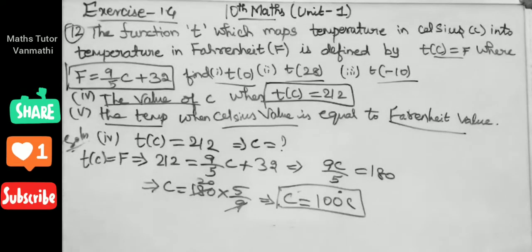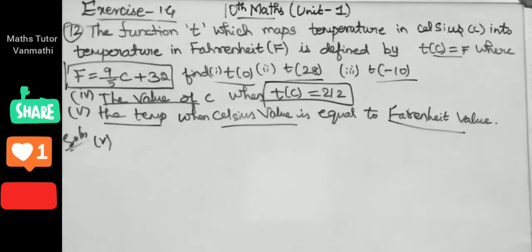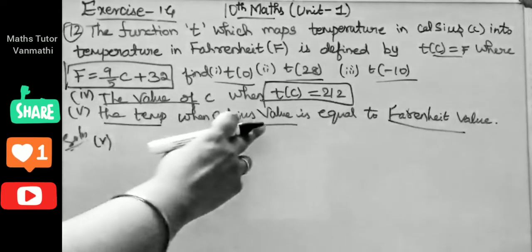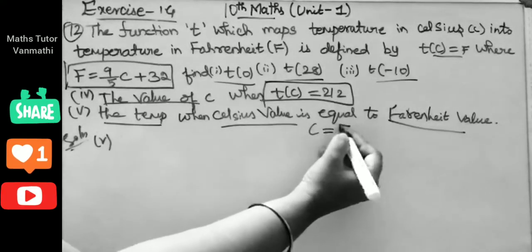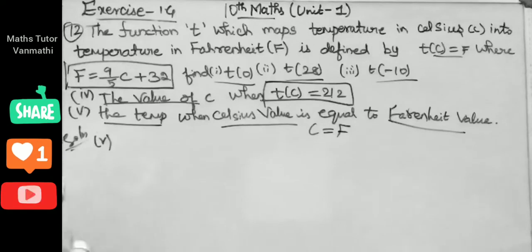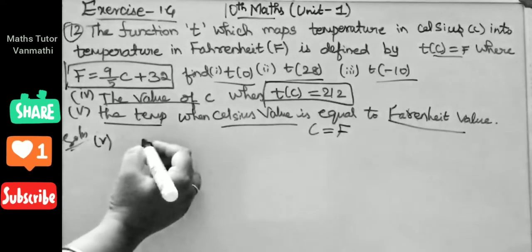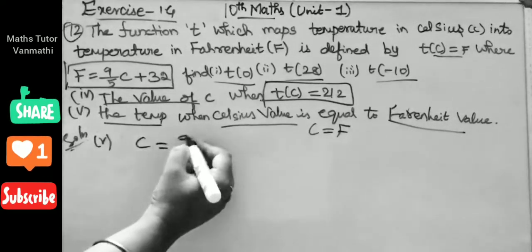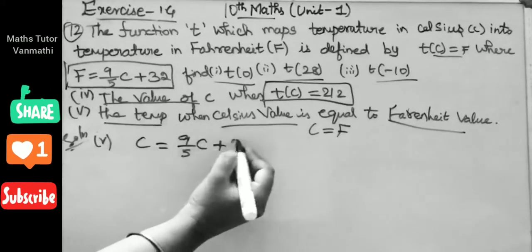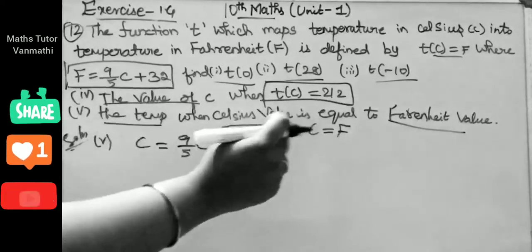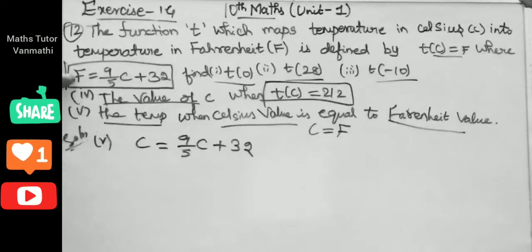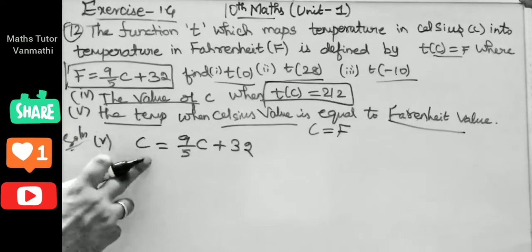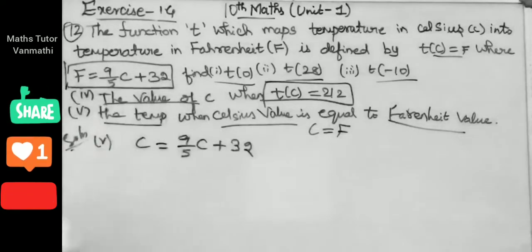Next we can see the fifth subdivision. Fifth subdivision is where your Celsius value is equal to your Fahrenheit value. That is c is equal to F. Then c is equal to 9 by 5 c plus 32. That is, they have given Celsius is equal to Fahrenheit, so this F can be replaced as c. c is equal to 9 by 5 c plus 32.